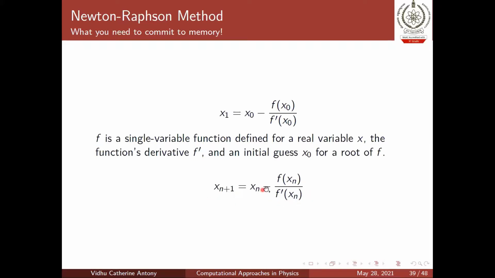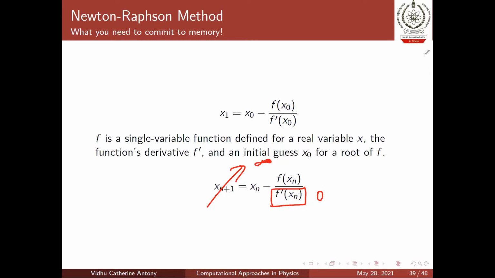x_{n+1} = x_n - f(x_n)/f'(x_n). So what is the problem in this? You can't use it for a function where your derivative goes to 0. Why? Because if the derivative goes to 0, this ends up becoming 0 and this whole thing blows up. Okay, so it becomes minus infinity.